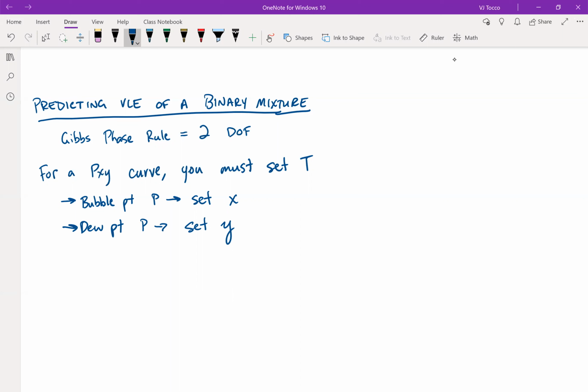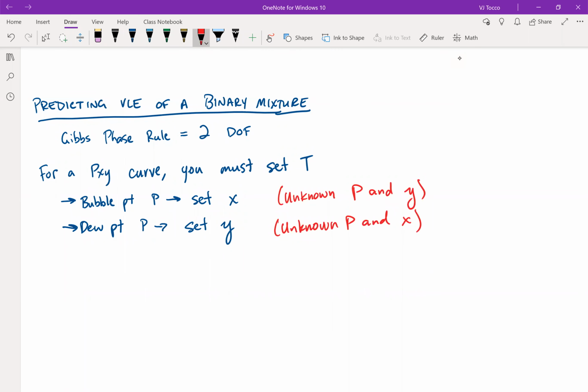So your unknowns for the bubble point would be P and y. And for the dew point, your unknowns are P and x. So it seems like two equations, two unknowns, but remember, when we bring in the equation of state to solve for P, I'm going to have to differentiate between P of the liquid and P of the vapor. Even though these are going to be equivalent, as we'll see in a second, I have to count them both as unknowns. So pressure of the liquid phase, pressure of the vapor phase, and y.